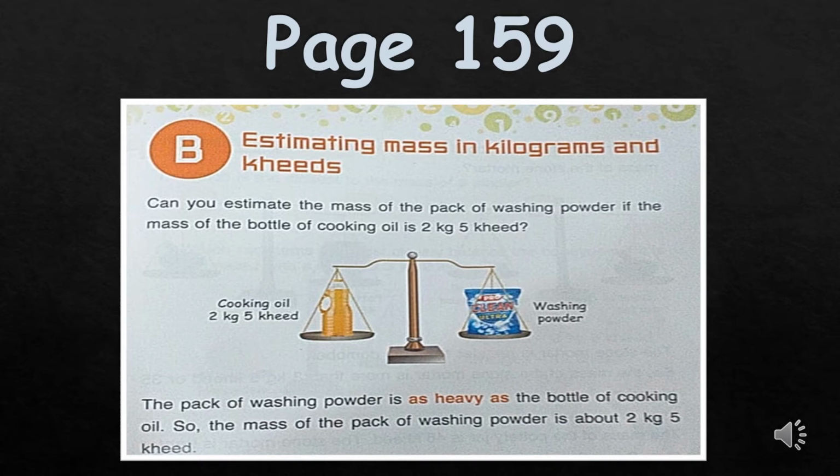So the cooking oil weighs 2 kilograms and 5 keys. Now if you look at the scale, you can see that it's in perfect balance. So how much does the washing powder weigh? Right, the washing powder also weighs 2 kilo and 5 keys, or very close to that weight, because the scale is in balance. So we can say the pack of washing powder is as heavy as the bottle of cooking oil. So the mass of the pack of washing powder is about 2 kilograms and 5 keys.